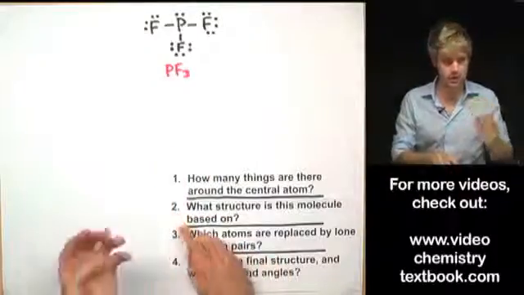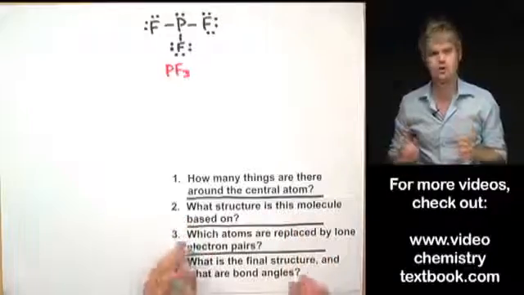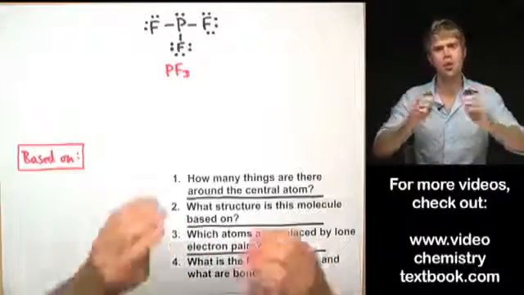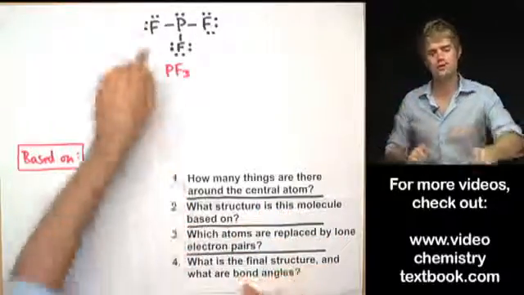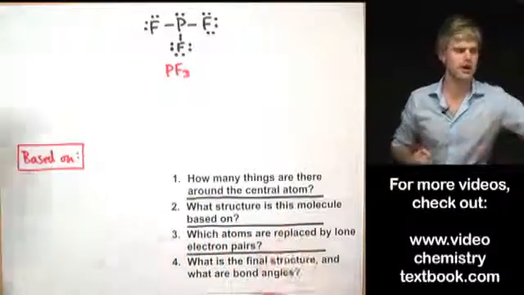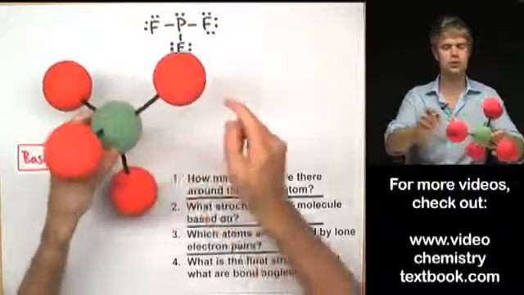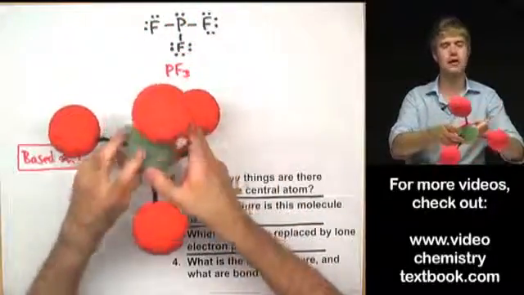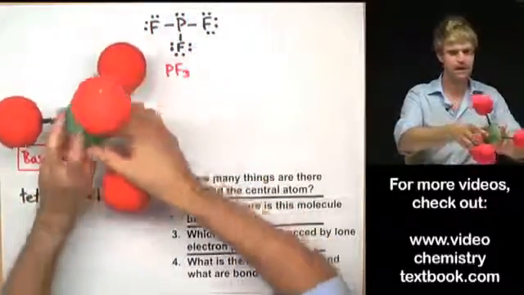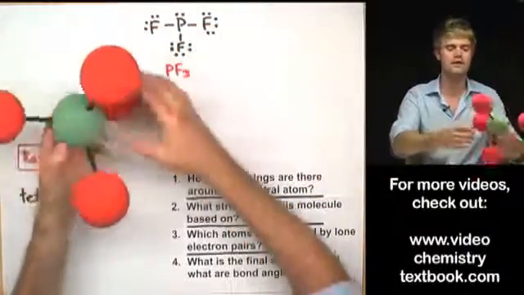Okay, so now that we know how many things surround the central atom, 4 in this case, we ask, what structure is this molecule based on? And what I mean by that is, what if all 4 of these things surrounding the central atom were all other atoms? If they were all other atoms, we'd get this shape, a tetrahedral shape where we have 4 atoms surrounding a central atom. We call this tetrahedral. And because this has 4 things around the central atom, we say that it's based on this tetrahedral structure.